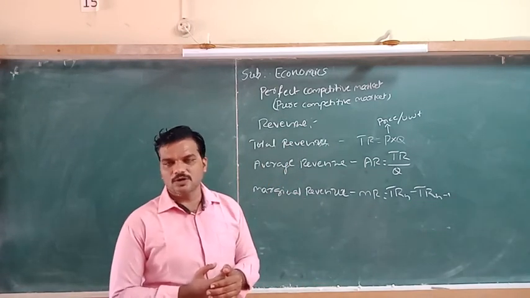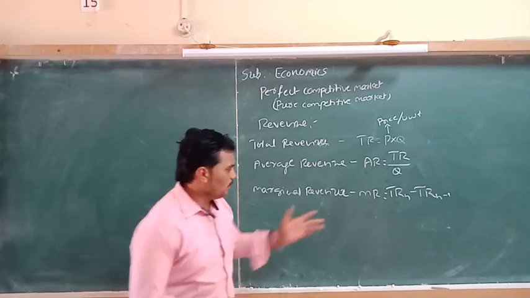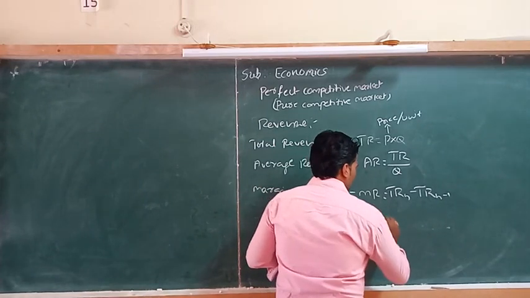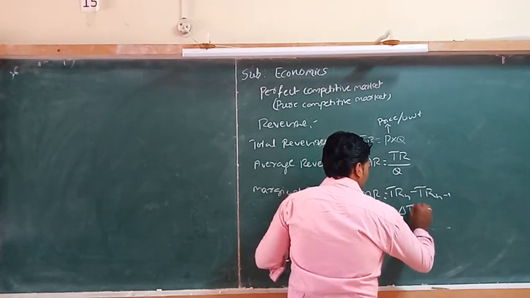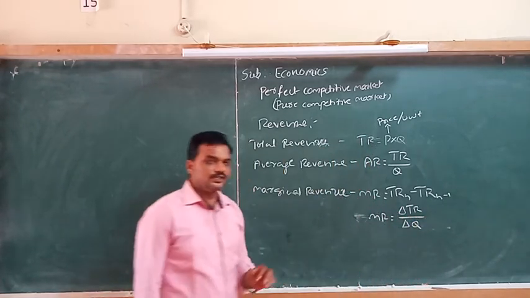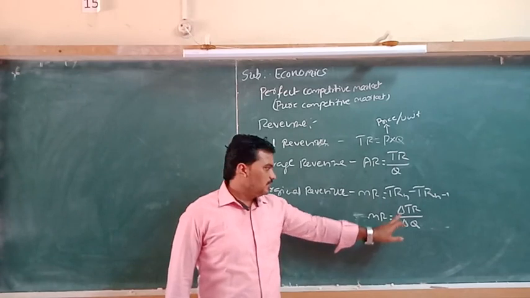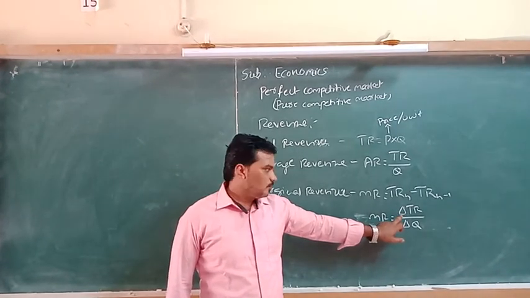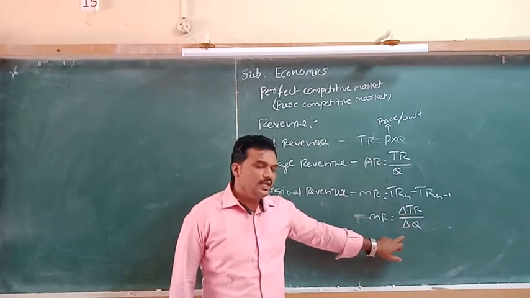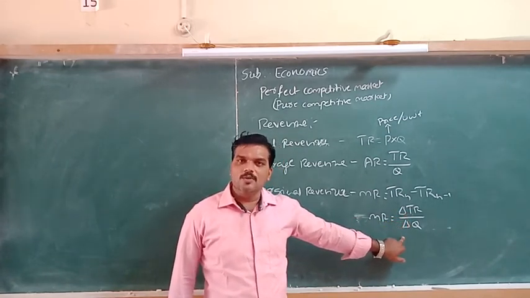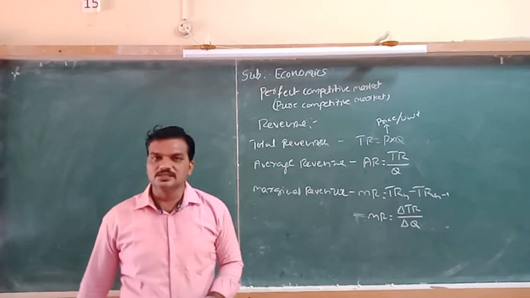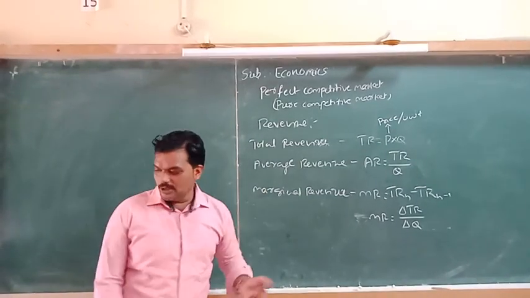Or we can also calculate it by using another formula, that is MR is equal to delta TR divided by delta Q. Delta represents change. Change in TR divided by change in units of commodity sold. This is the formula.